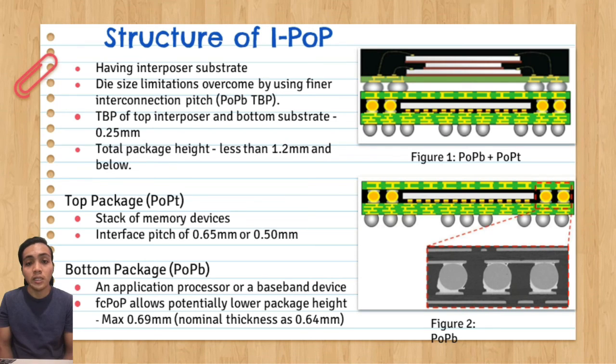So from the structure of iPoP, we can conclude that the combination of the top interposer substrate and the flip chip is very important in making the system of a mobile phone. The function of the flip chip is to reduce the package height, and the function of the top interposer is to enable the system to be more complex.